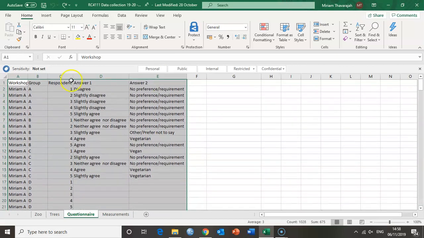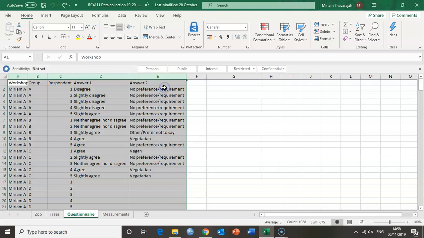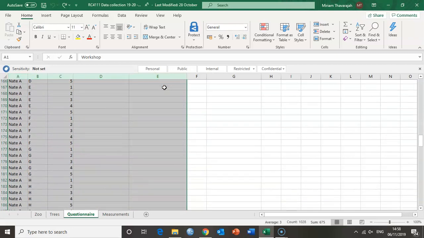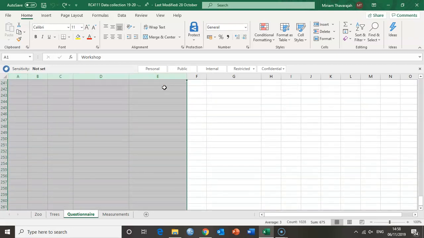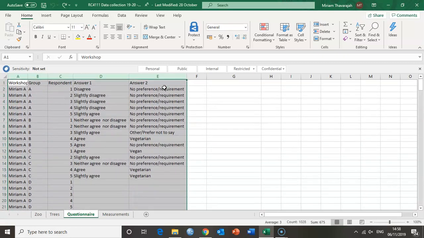That's one way, or you can also just hover over the letters that tell you which columns you've got up here, the A, the B, the C, until you get this little arrow that points all the way down the column. You click on the first one, hold the cursor down, drag it across, and then it is automatically highlighted the whole of that column all the way down, even with the empty cells.